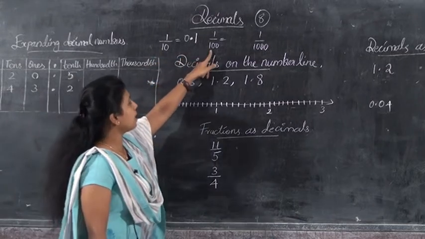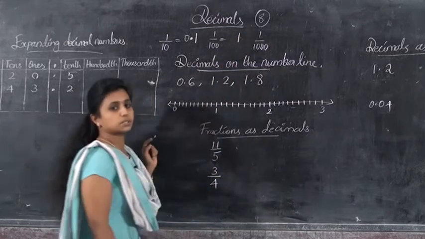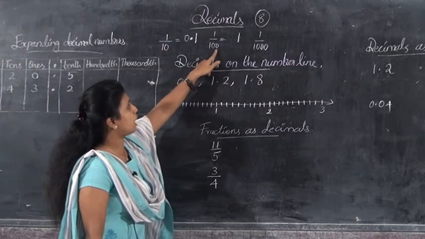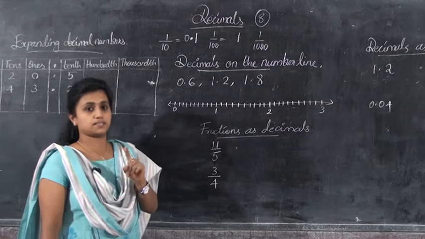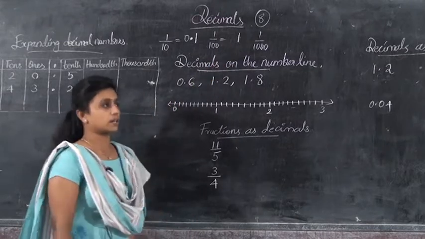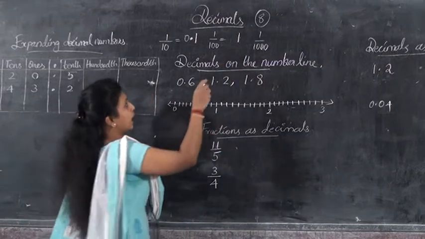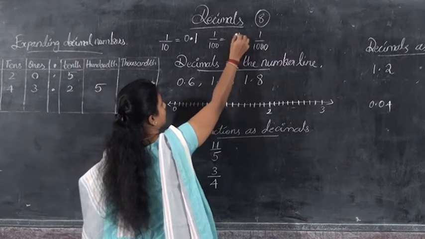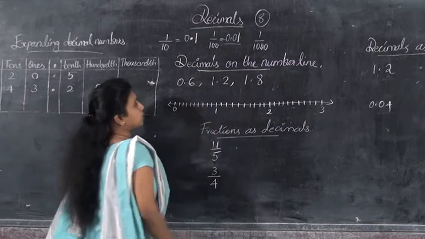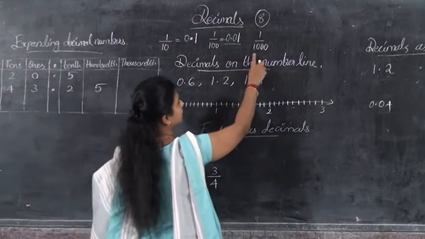Then 1 by 100. Where do you put the point? First write the numerator. Count the number of zeros under 1: 2 zeros. So this means that you want to put the point after 2 places. But here we have only one place. To fill that gap, you want to put a 0 there. Now we have 2 places. Then put the point. The answer is 0.01.